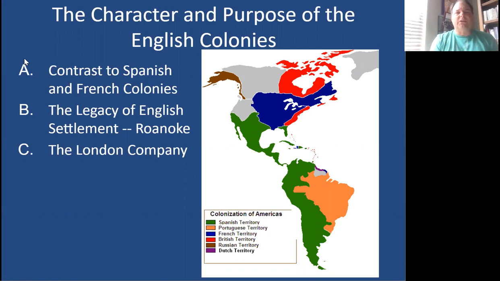First thing I want to do is just explain what the English colonies were like, how they were different from Spanish and French colonies. This map gives us a rough estimate of the lands that each of these competing European powers would claim. But I'm mostly focused here on just how the English colonies were different from some of the others. Now, your textbook's going to tell you a lot about Spanish colonies.